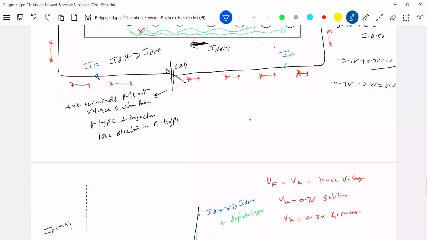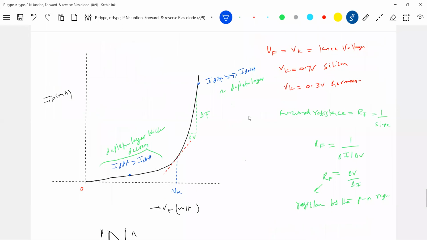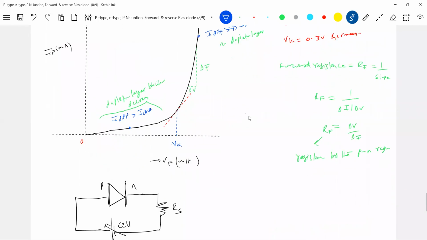Now look at the diode. What is the resistance of the diode? The resistance offered by the P and N regions. What is this forward bias once again? This is the applied voltage. Look at this particular point. Here what's happening to the depletion region? This is 0.1 volt applied, but the barrier potential is 0.7 volt. So the net barrier potential is 0.6.